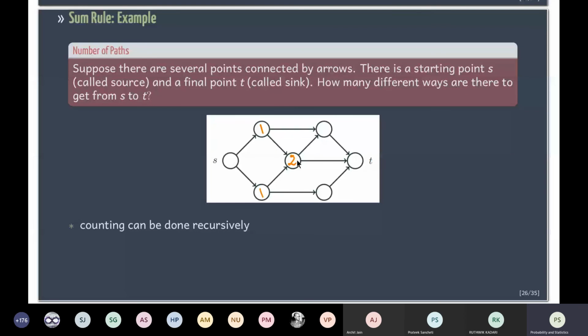So we are using the recursive approach. We can add: 1 plus 2 is 3. Then how many ways can we come? There is one arrow coming from this, so this is 1. So 3 plus 2 is 5, and then it's 6. I hope we didn't make any mistakes so far. So it's 3, and this is 1, and from here it's 2 plus 1, 3, 6. I hope it's correct. So again, the sum rule can be used, but you have to use it recursively.